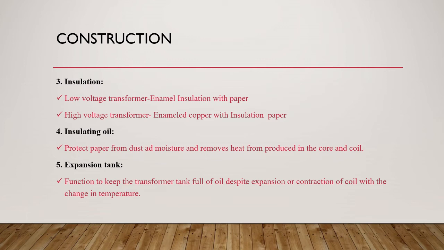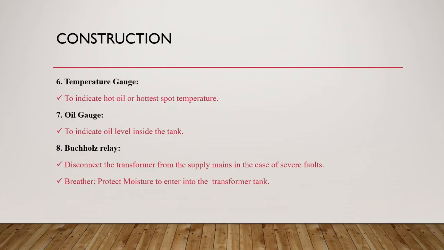The next part is the expansion tank or conservator. A small auxiliary oil tank may be mounted above the transformer and it is connected to the main tank by a pipe. Its function is to keep the transformer tank full of oil despite expansion or contraction of the coil with the change in temperature. Then the next one is the temperature gauge. Every transformer is provided with a temperature gauge to indicate the hot oil or hottest spot temperature. Then the next one is the oil gauge.